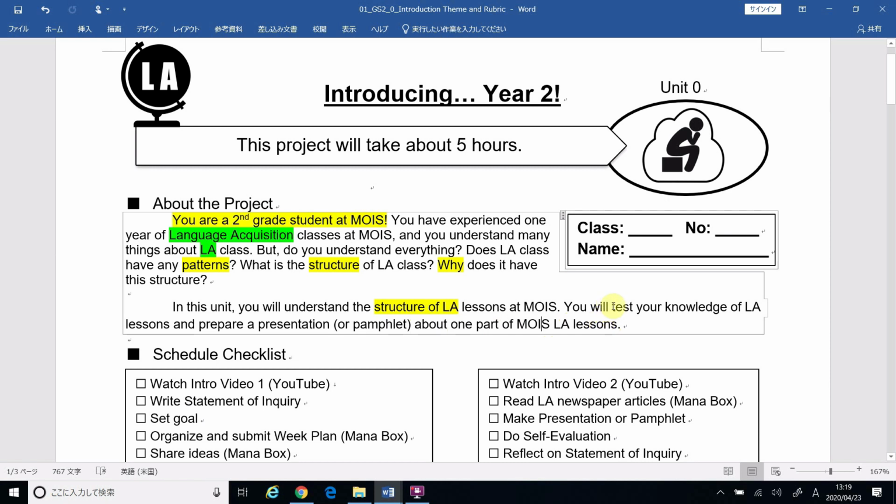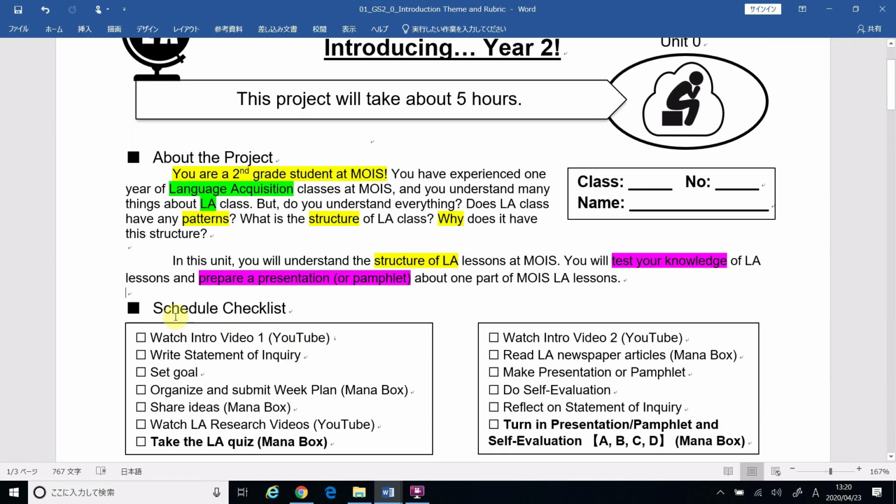Okay, so here are the important parts in this unit. You are a second grade student at Moyes. Language acquisition class has patterns and structure. Let's understand that structure. And in this unit, there are 2 performance tests. You will test your knowledge, and you will prepare a presentation or a pamphlet about one part of Moyes LA lessons.